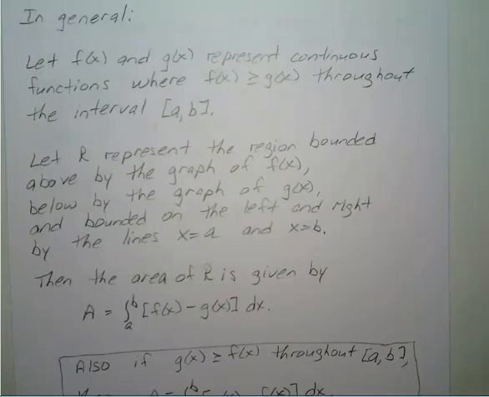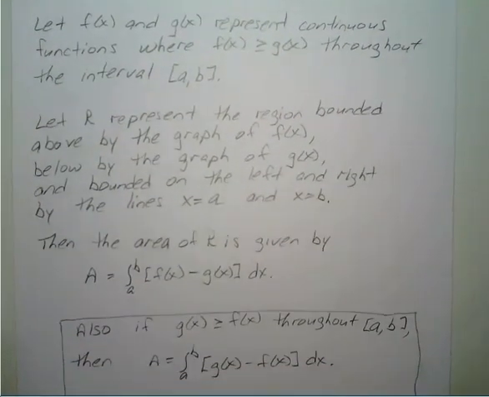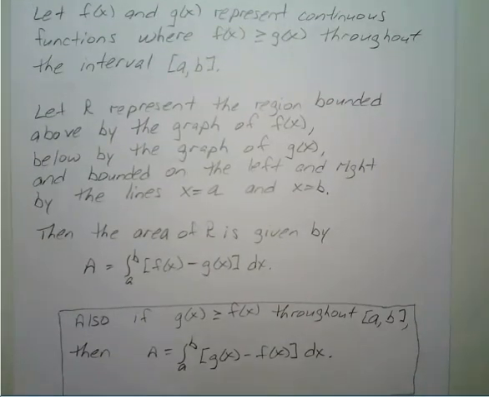Now, there are some instances where f of x won't be larger than g of x. Your g of x may be larger than your f of x. If that's the case, if your g of x is greater than your f of x throughout that interval, then A equals the integral from a to b, and g of x will go first: g of x minus f of x with respect to x.